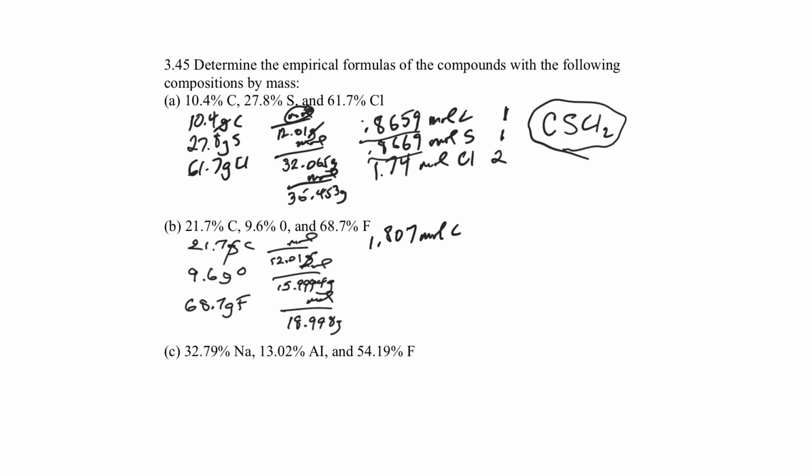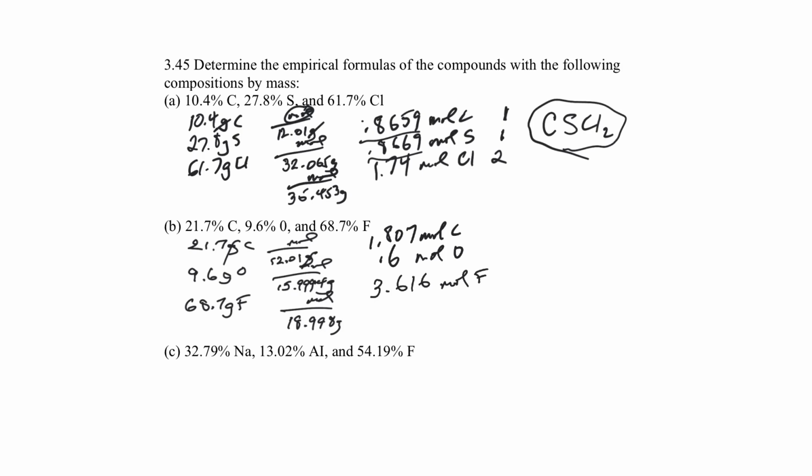Next one, 9.6 divided by 15.9994 gives me 0.6 moles of oxygen. Last one, 68.7 divided by 18.998 gives me 3.616 moles of fluorine.